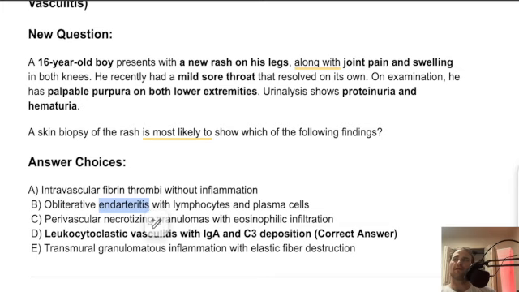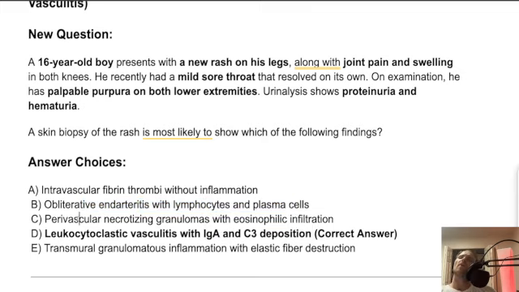Obliterative endarteritis with lymphocytes and plasma cells. So that makes us think of syphilis, tertiary syphilis, seen in syphilitic vasculitis. And so syphilis causes a diffuse maculopapular rash on the palms and also the soles. So you would not be seeing this here. This would be a syphilis association with tertiary syphilis.